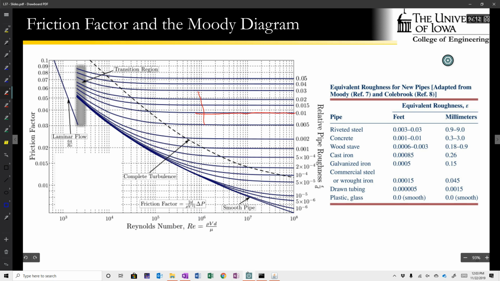So the idea here is, once f is known, let's change pen colors here, we know that h_L major is equal to f times V squared over 2g times L over D, and then delta P can be found from the energy equation.